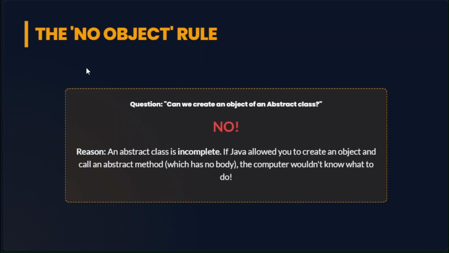This is the favorite question. Why can't we create an object of an abstract class? The answer is simple logic. An abstract class is incomplete. Imagine if Java let you create a shape object and then you called its draw method. Since the draw method has no body, the computer would have nothing to execute. It would crash or sit there confused. To prevent this, Java forbids the creation of objects for anything marked as abstract.